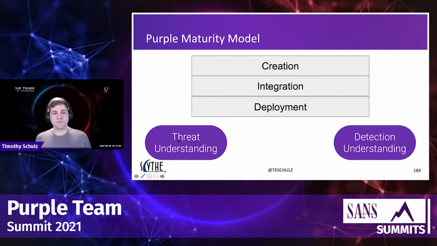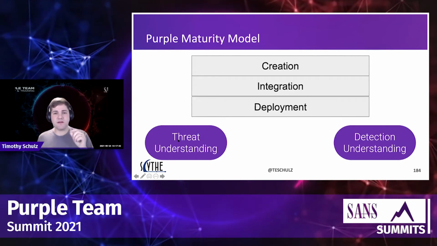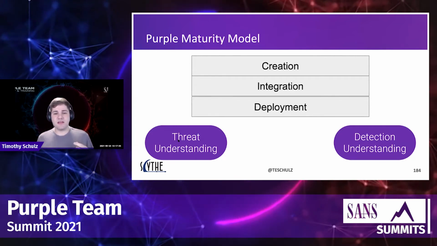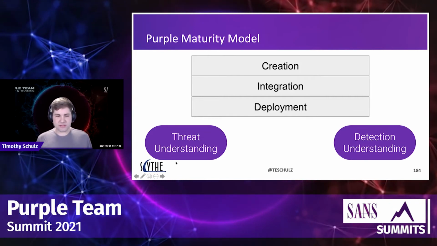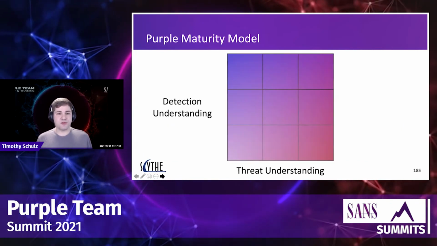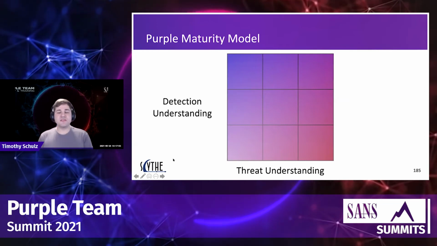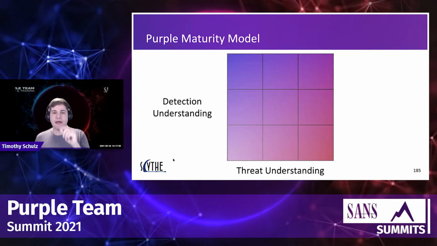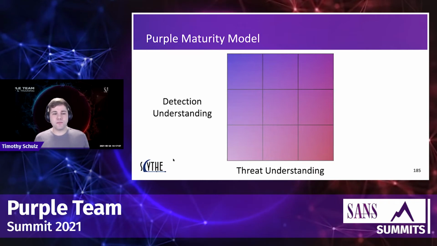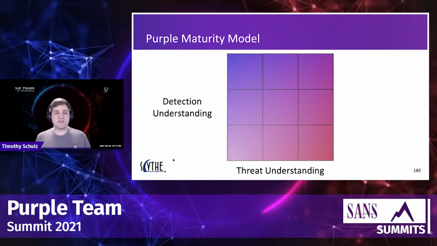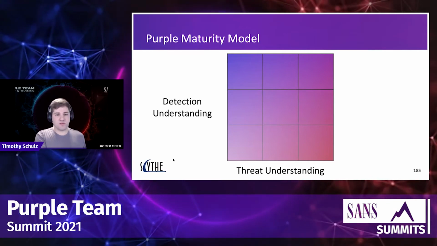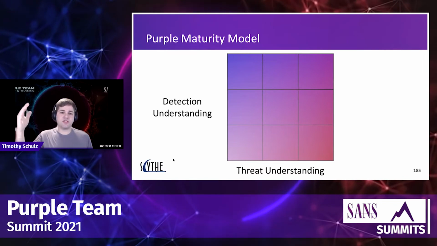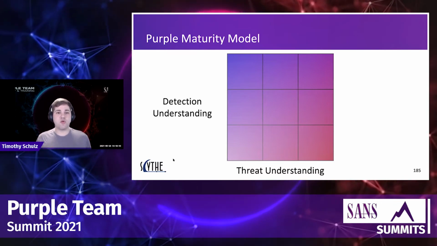And so I want to highlight that this is our levels 1, 2, and 3. And then we have our detection and threat understanding. So when we look at the model together in a little bit nicer square, to show how we chart our path through here. This 3x3 shows that the bottom left is where you're starting. This is where most teams are going to start. And then you're trying to achieve all the way up to the top right.